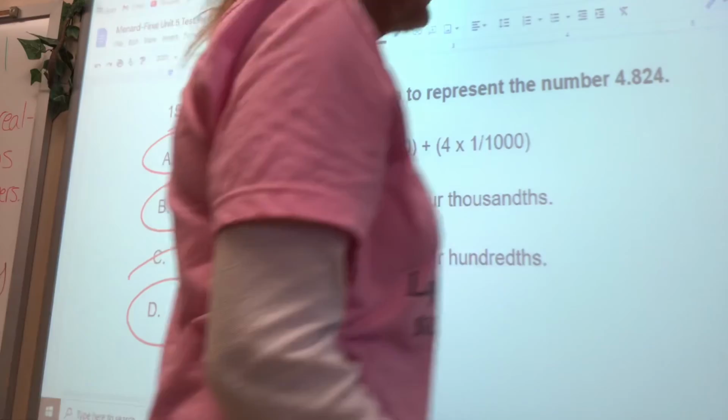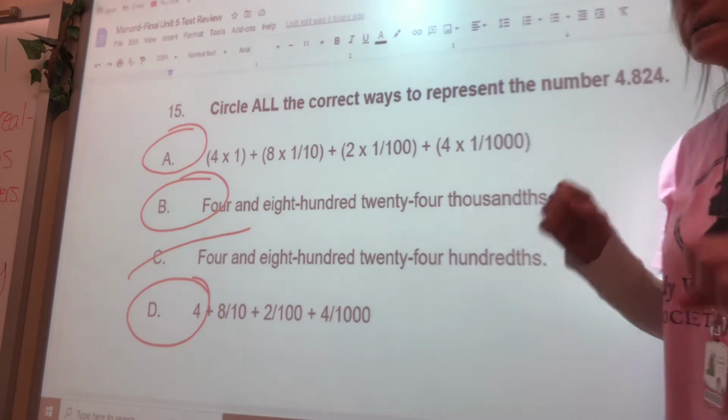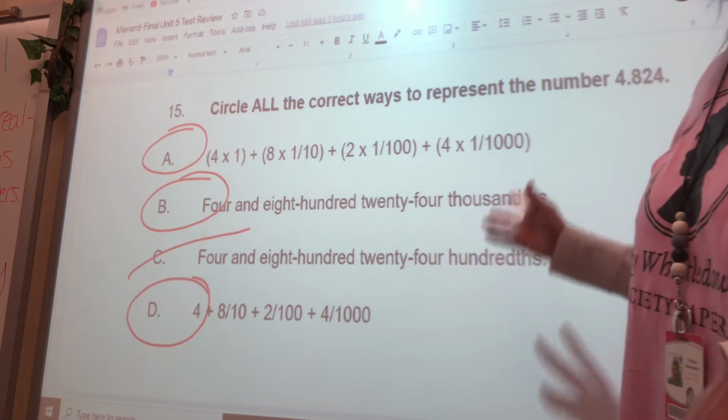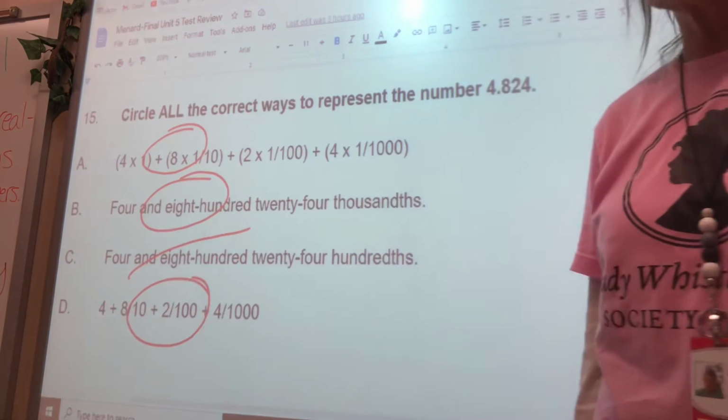So on the test, be very careful if you see multiple choice. It's not just pick one and move on. You're going to have to look at all the choices and circle all that are correct.